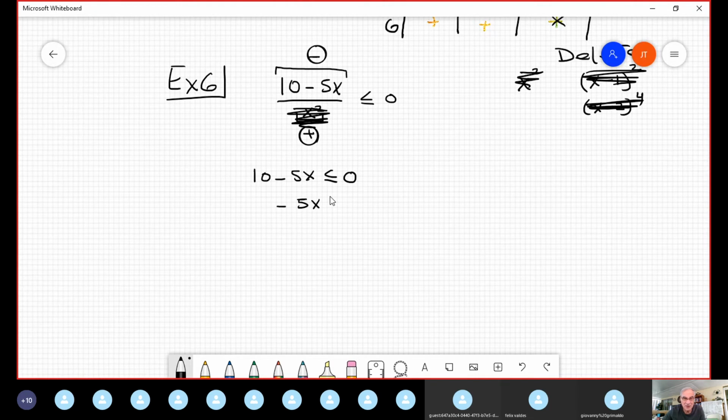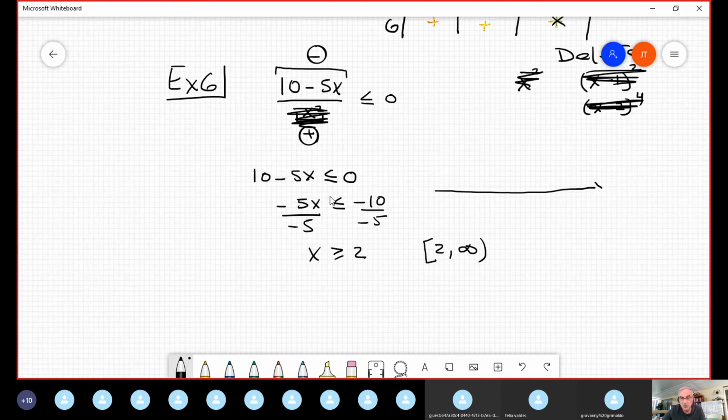I move 10 to the other side, and divide by -5 on both sides. Remember, when you divide by a negative number, you have to reverse the sign, so x is greater than or equal to 2. And that's it. If the teacher says to express this answer in interval notation, it is bracket 2 comma infinity, no?